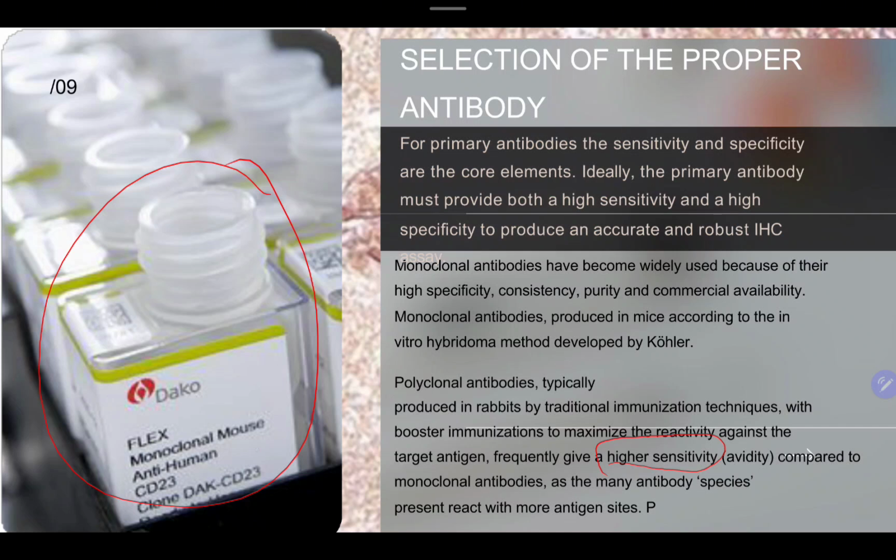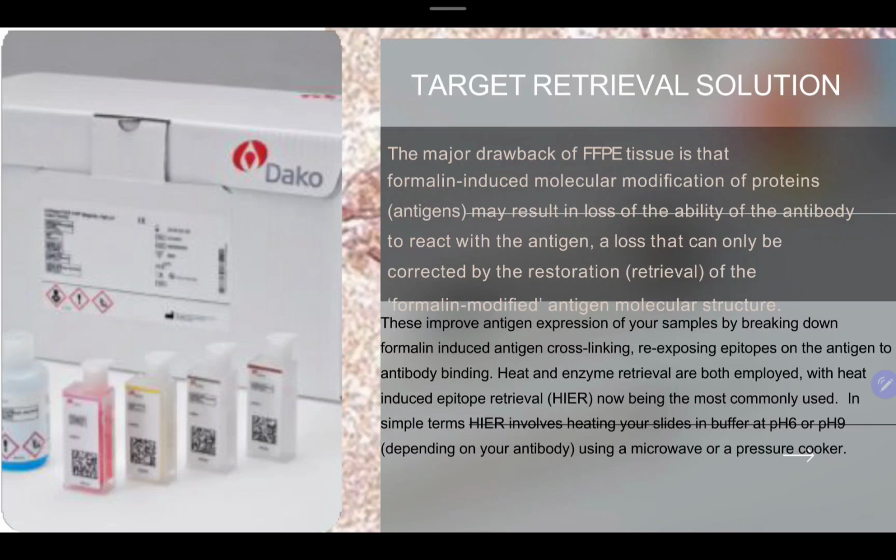Okay, so ito siya na example is monoclonal mouse. So mas preferred po ng mga pathologists natin nowadays would be the monoclonal antibodies. Okay, monoclonal po ang mas better. So we have the target retrieval solutions. Okay, the target retrieval solutions. So these are used, 'di ba? Number 1 natin, antigen retrieval. Ito po yung solution na ginagamit doon.